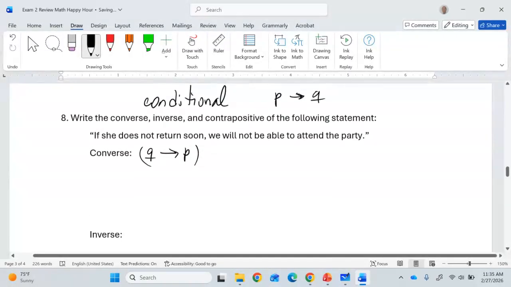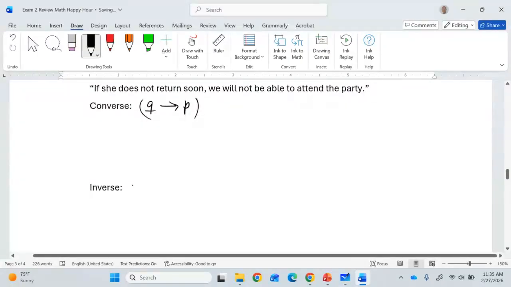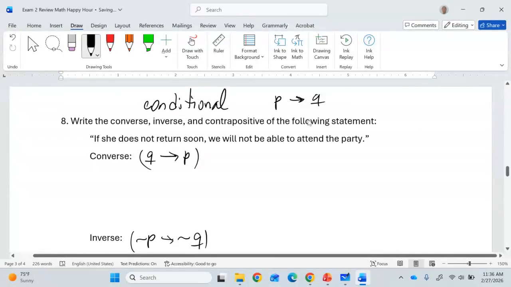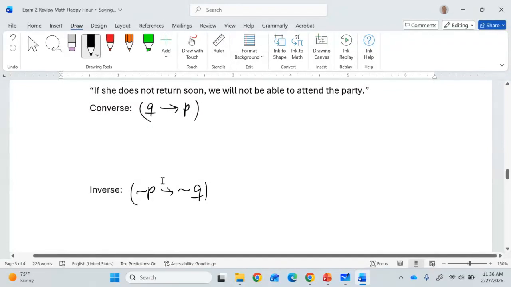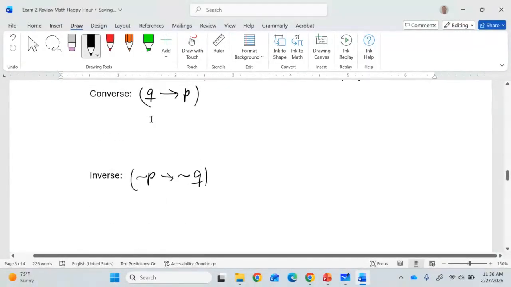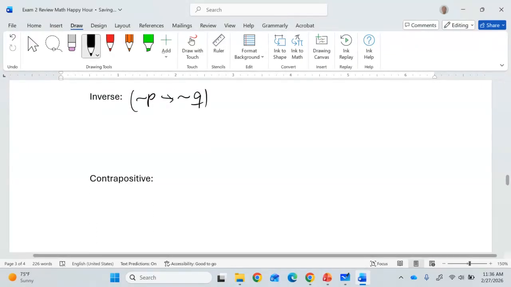The inverse is when you negate them, when you put negation. So it would be not P implies not Q. Originally you have P arrow Q, so you keep the same letters in the same order, but then you add the negation symbol. And finally, the contrapositive is like a combination of the converse and the inverse. You flip the letters, switching the places of Q and P, and you also negate them. So it'll be not Q first, and then implies not P.